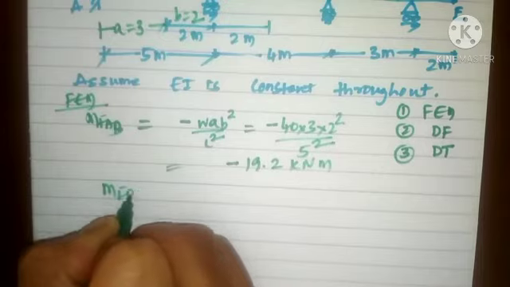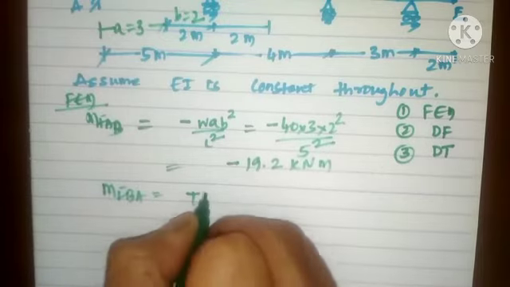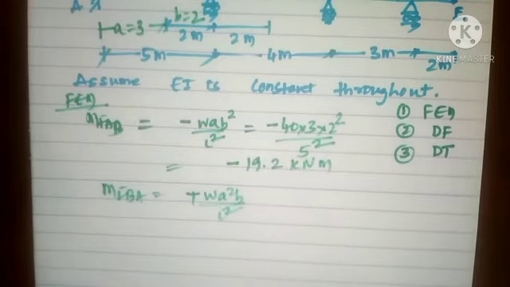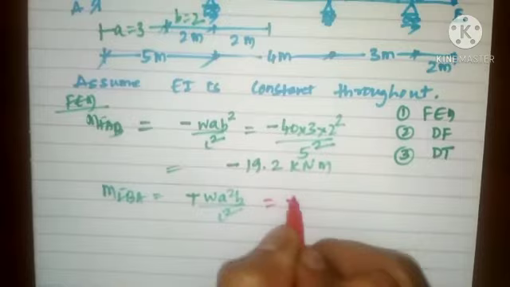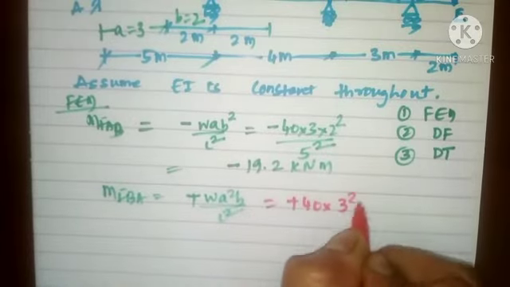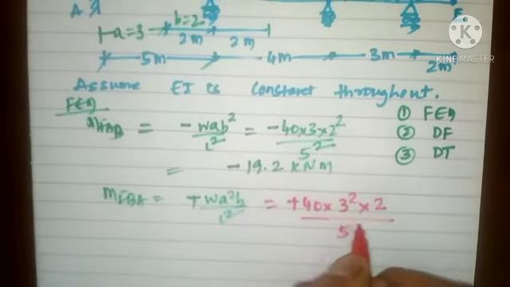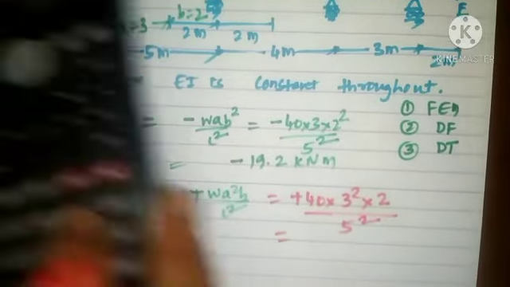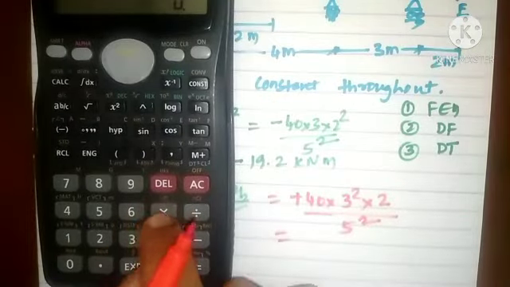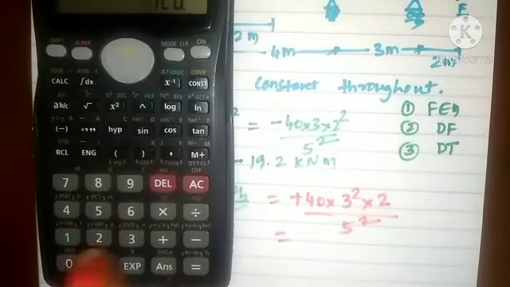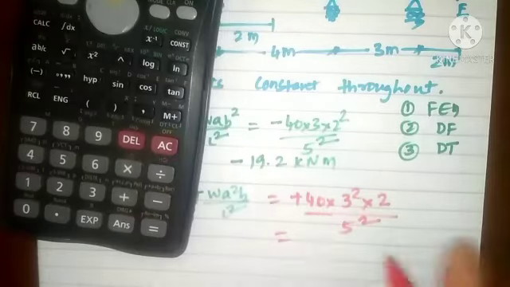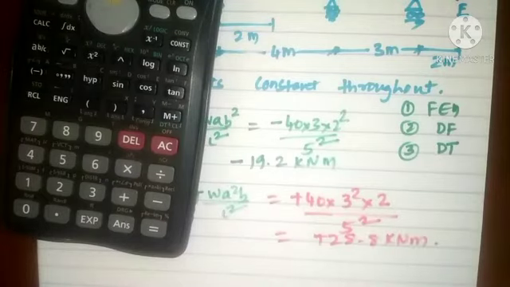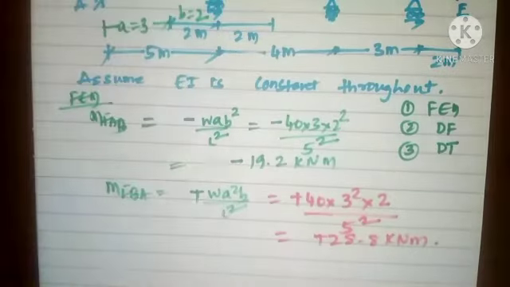Next, moving ahead, MFBA. MFBA will be plus W a square b divided by L square, which is plus 40 into 3 square into 2 divided by 5 square. The total value is 40 into 9 into 2 divided by 25, which comes out as plus 28.8 kilonewton meter. So this is the value of MFBA.